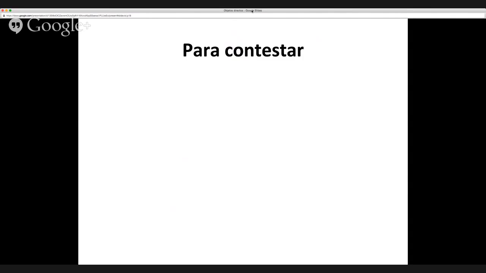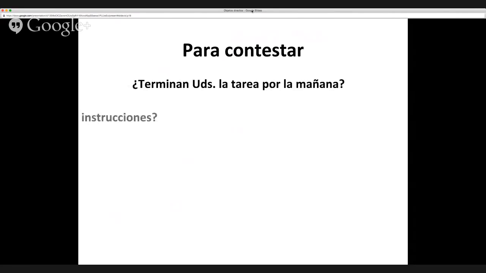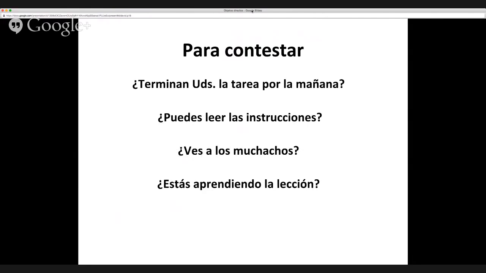Now that you've done that so beautifully, hopefully, let's take it one step higher. Para contestar. This time you're going to answer the given questions. And as you answer the questions, you are going to make them more brief in your response. So for example, ¿terminan ustedes la tarea por la mañana? Do you all finish the homework in the morning? You'll say yes. We finish it in the morning. This avoids so much awkward repetition, allowing you to say fancy things like it when you deal with your Spanish.